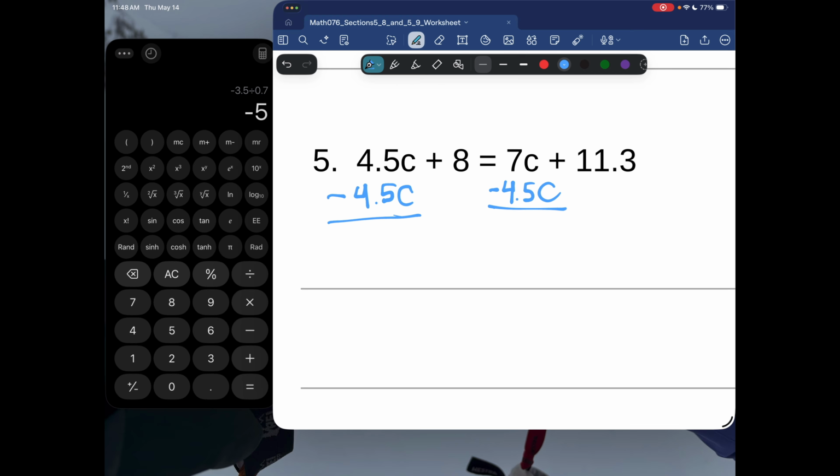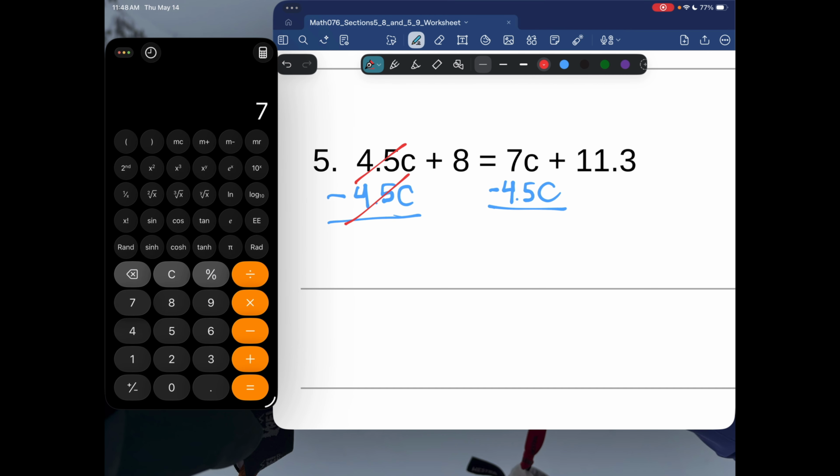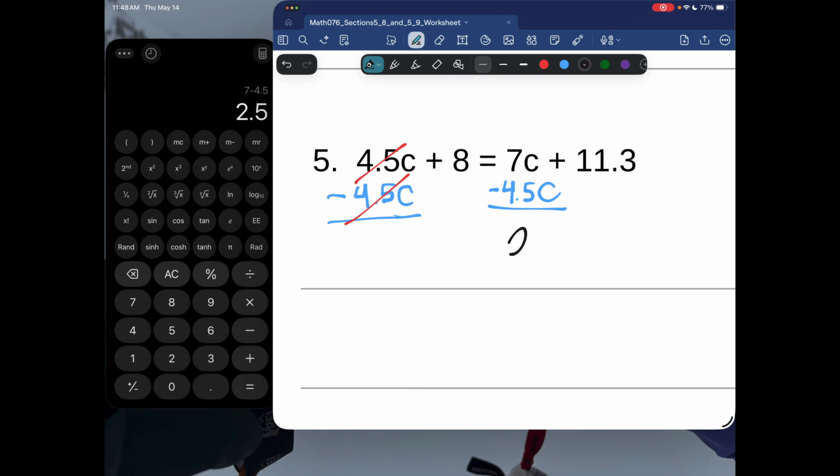My 4.5C's on the left, those cancel, okay? And now on the other side, I've got 7 minus 4.5 gives me 2.5C plus 11.3 equals 8, okay?